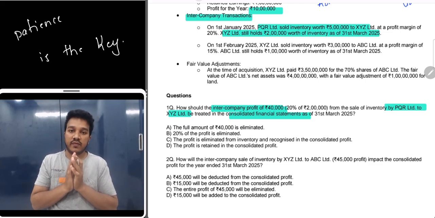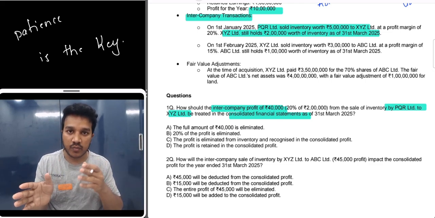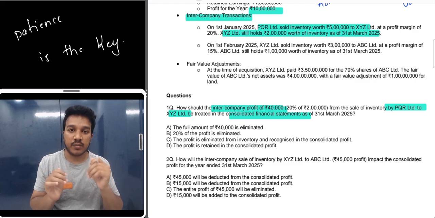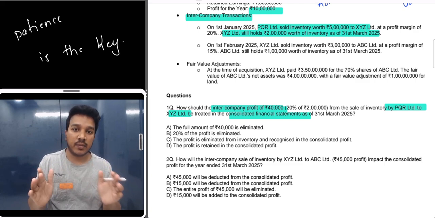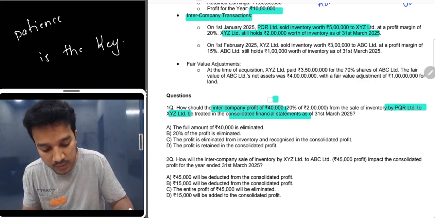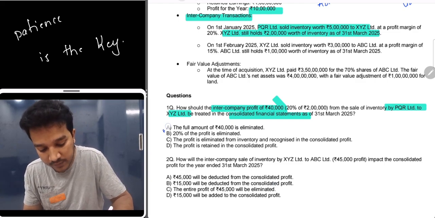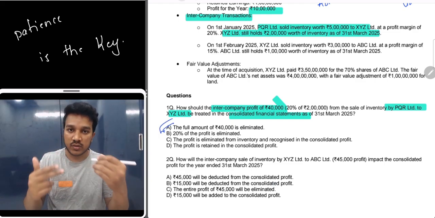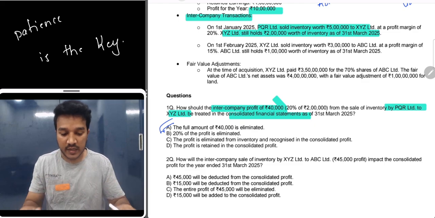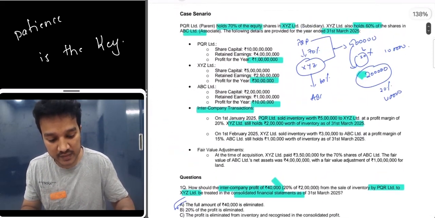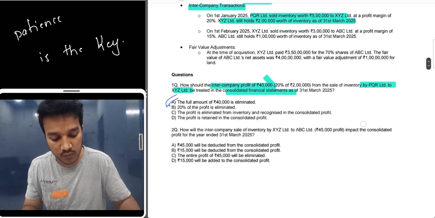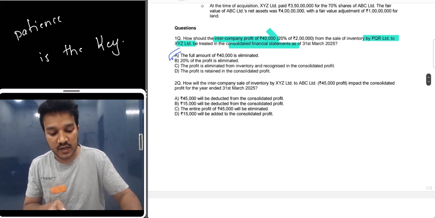So whenever there is an intercompany sale between both the parties, like holding and subsidiary company, the entire profit must be eliminated. So here the question is simple, you have to say the entire 40,000 must be eliminated, option A. Okay, the full amount of 40,000 to be eliminated. To give you more deep insight, I'll just write a journal entry over here so you will understand what exactly we have to do in this kind of situation.